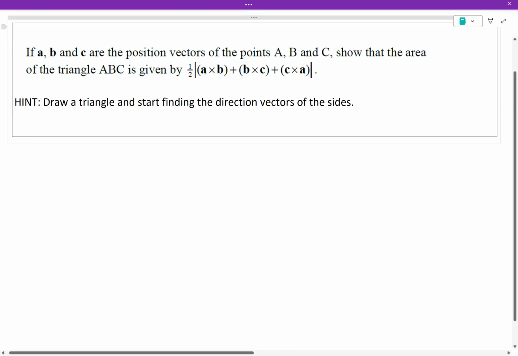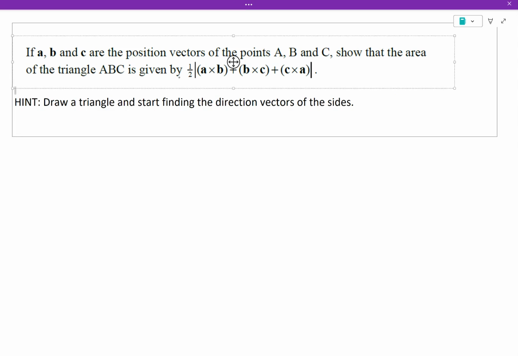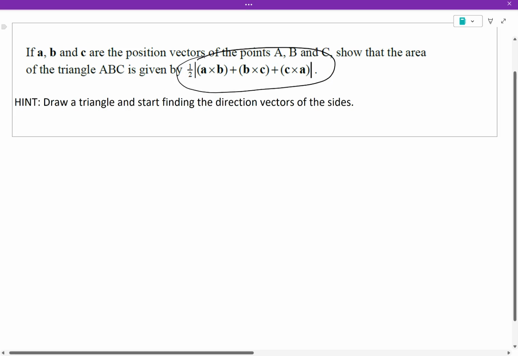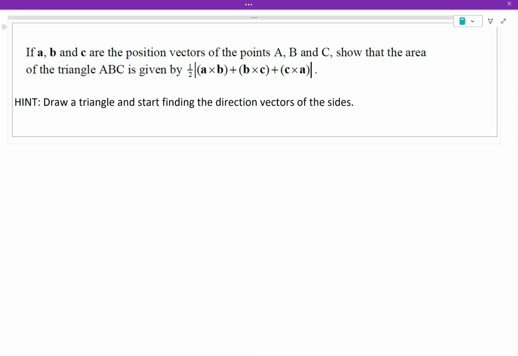Okay, we're just going to have a go at this question here, which puts together everything we've been doing in the last few videos. Okay, so if a, b, and c are the position vectors of the points capital A, capital B, and capital C, show that the area of a triangle ABC is given by this complicated looking expression here.